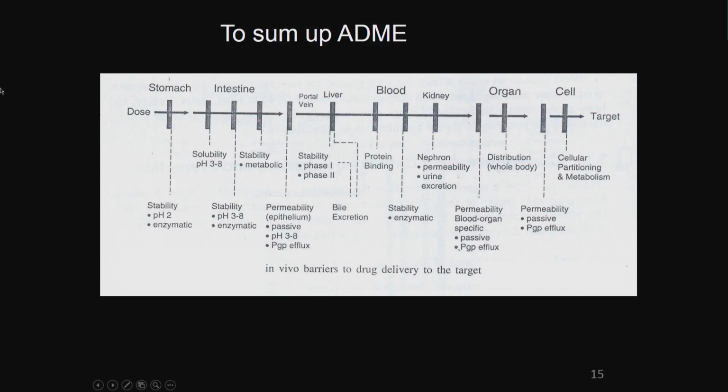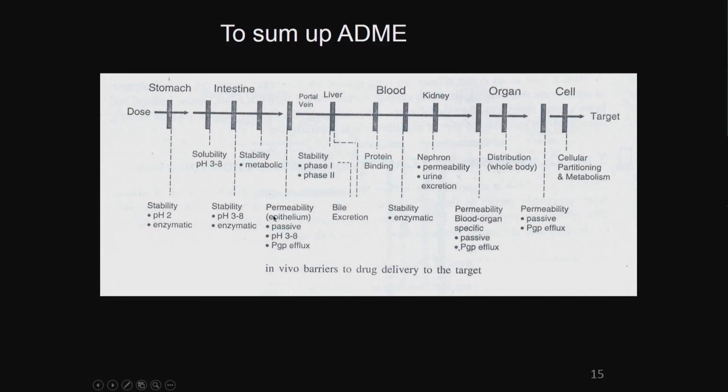We have the dose given orally, you have the stomach, pH is 2, we are talking about stability at these conditions, and then there are enzymes which may degrade the drug. Then solubility, the drug has to be soluble over a wide range of pH. Intestine, pH has become bigger, it has to be still stable. Then of course you are forming metabolites, they have to be stable.